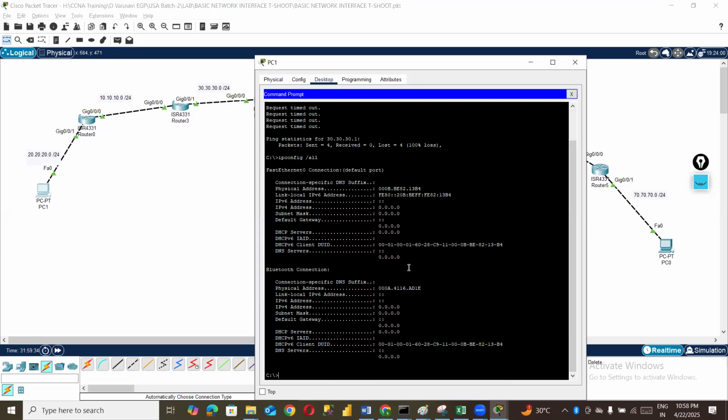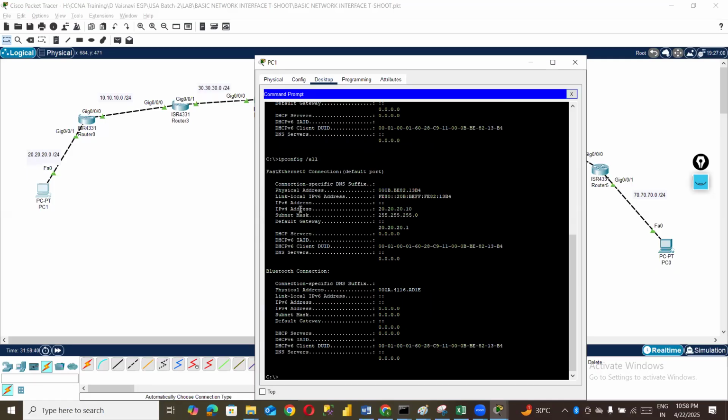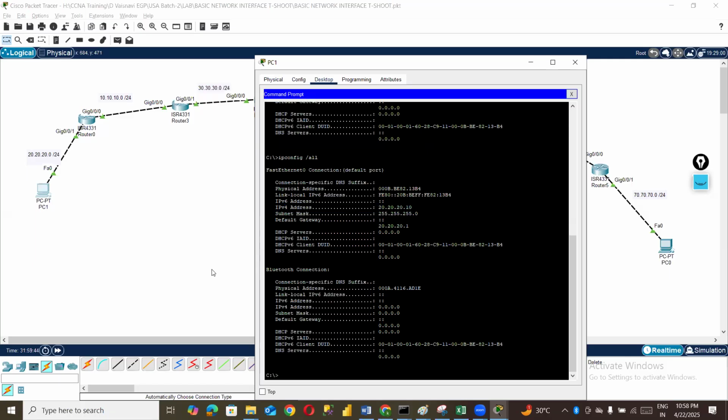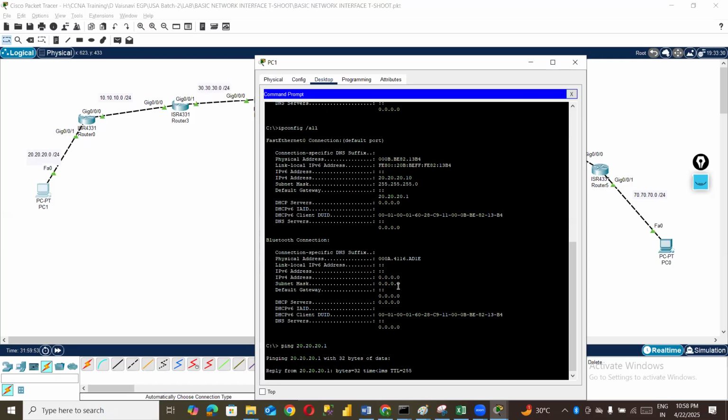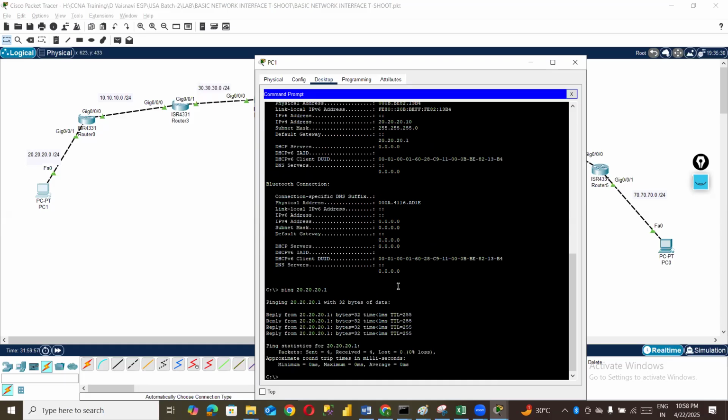We'll go here again and give the same command. Okay. Now it is taking 20.20.20.10, right? So now we will see whether this PC can reach this router or not. What is the gateway? 20.20.20.1. Is it reachable?